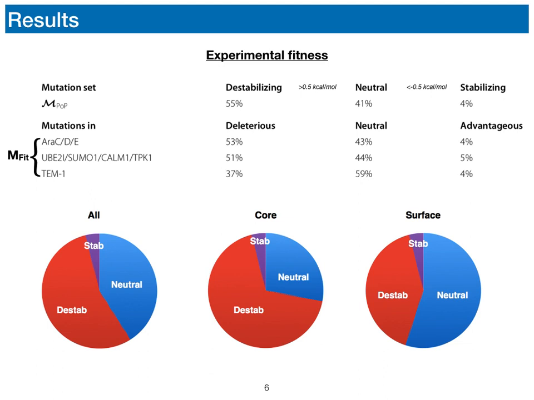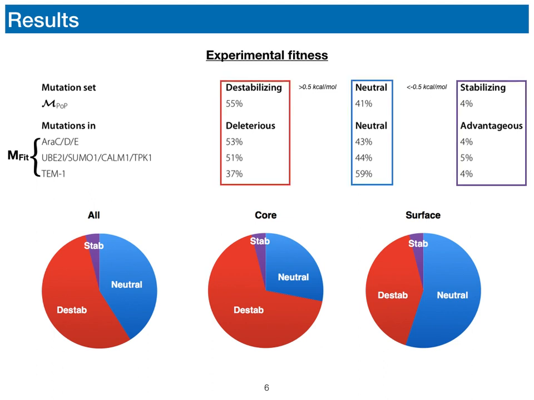Another interesting result at the structural level is that the proportion of destabilizing, neutral, and stabilizing mutations agrees very nicely with the proportion of deleterious, neutral, and advantageous mutations from the dataset of experimental fitness values.